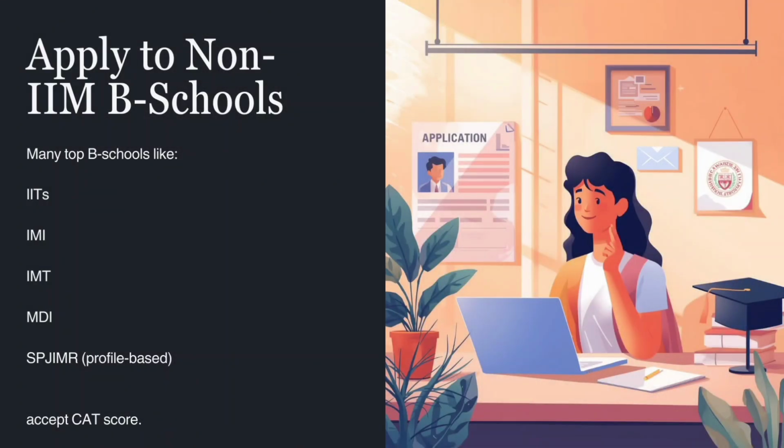Now there are some top non-IIMs also for which you need to apply separately. Like there are many top business schools like IITs, IMI, IMT, MDI Gurgaon, SPJIMR Mumbai, which have profile based shortlisting. So these all colleges accept the CAT score. For this also you need to apply separately.